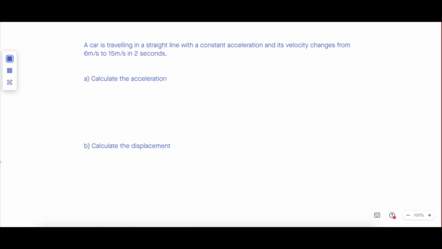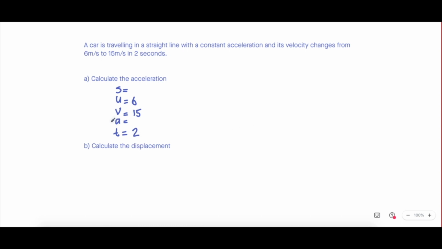Okay, so a car is traveling in a straight line with a constant acceleration and its velocity changes from 6 meters per second to 15 meters per second in 2 seconds. Calculate the acceleration. So let's start off by writing SUVAT vertically like this, and we'll note down the values that we do know. We know it's going from 6 to 15, so the initial velocity is 6, final velocity is 15, and it's doing that in 2 seconds.